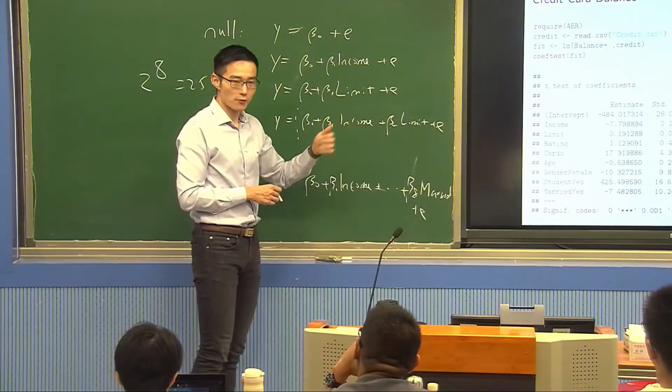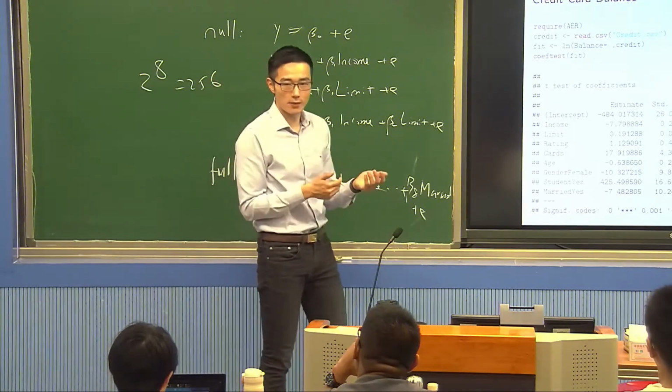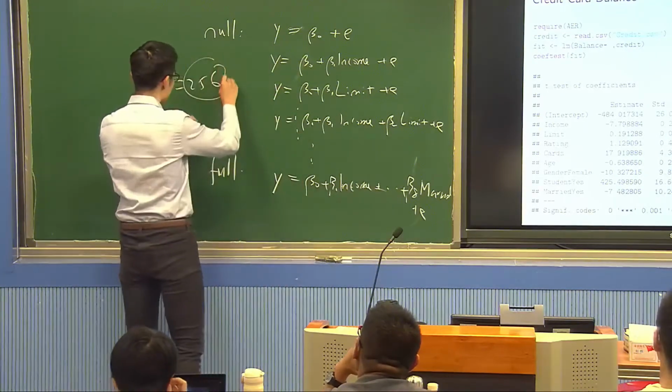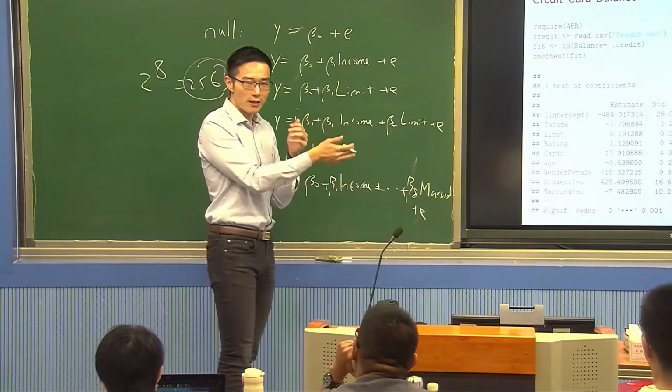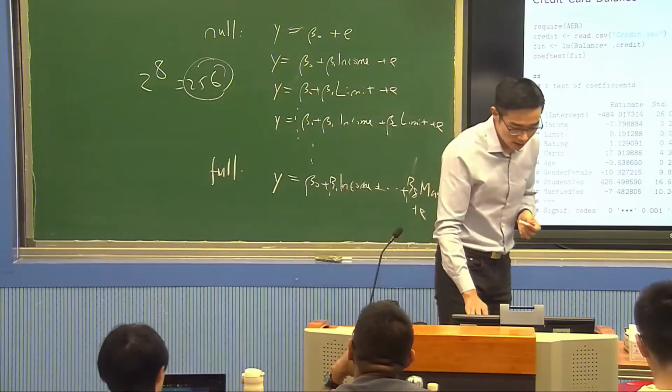But of course, if you don't want to do cross-validation because of this linear model, you can also use AIC, BIC. So we can fit each model, all 256 different models, and then we can compare the AIC, BIC, and see which one is the best. Right? So that's what we're going to do now.